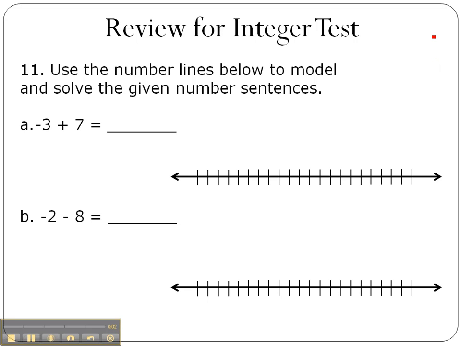Okay, let's do the last two problems for the review. We're going to use the number lines below to model and solve the given number sentences. So our first number sentence is -3 plus 7. The boss is the first integer, -3.